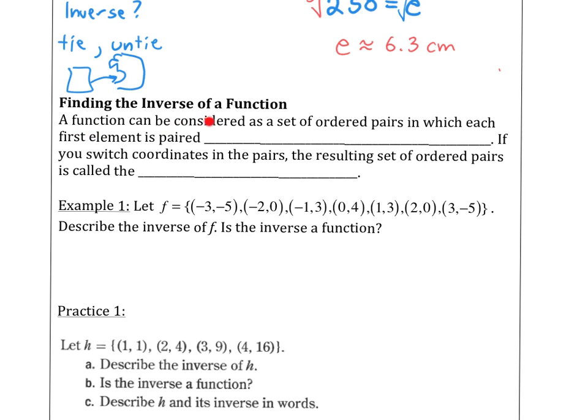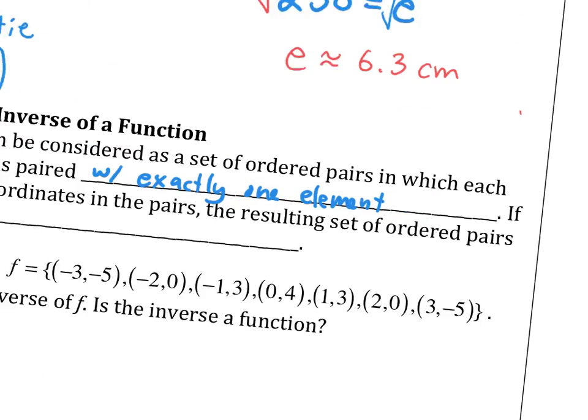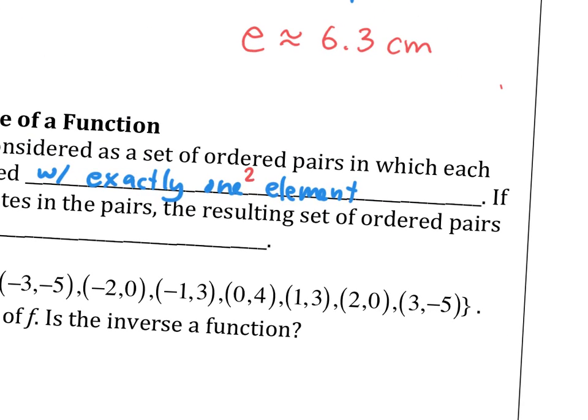Okay, so a function can be considered as a set of ordered pairs in which each first element is paired with exactly one second element. Exactly one second element.